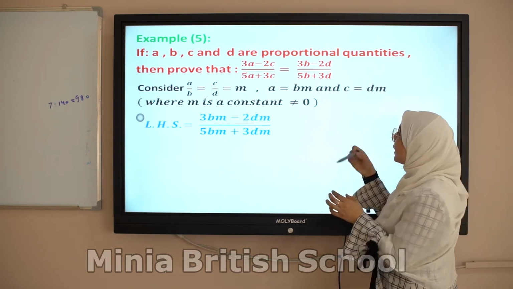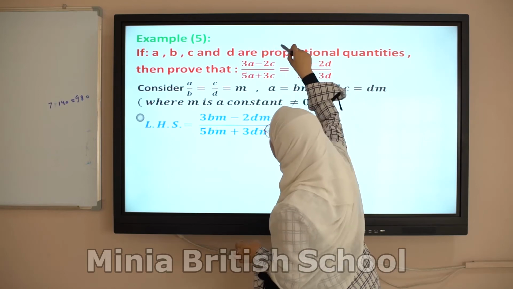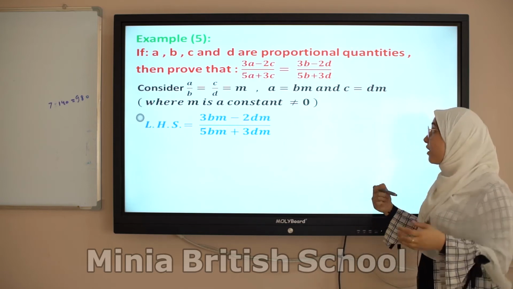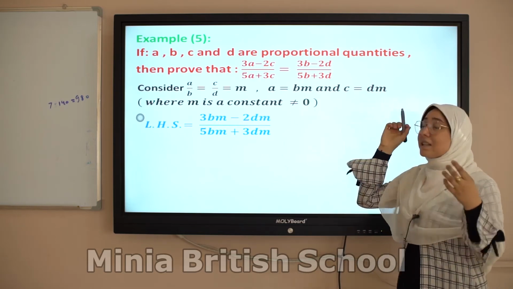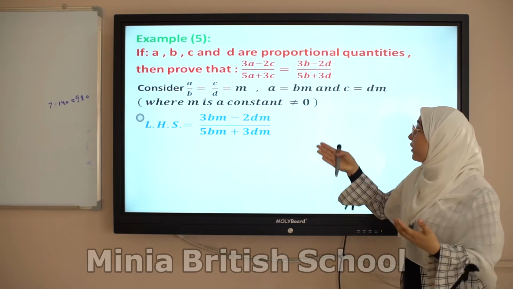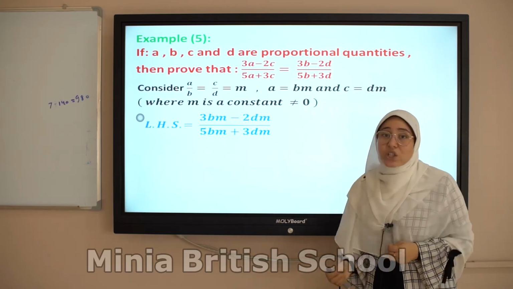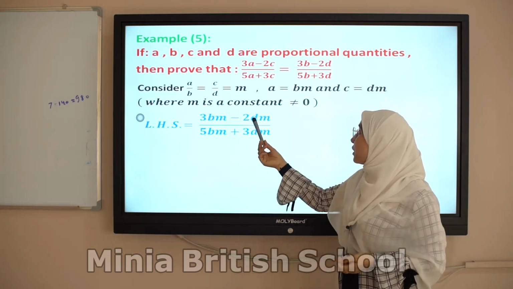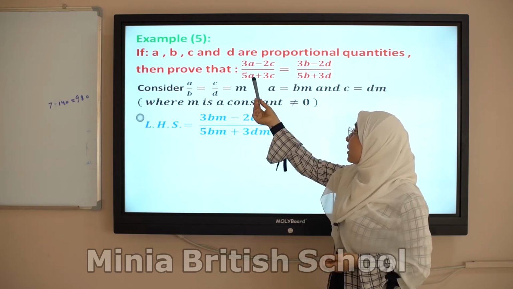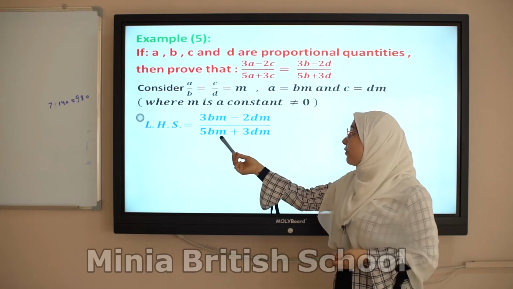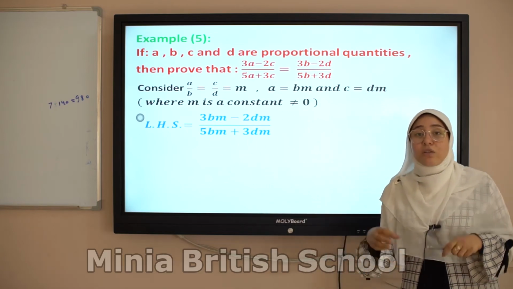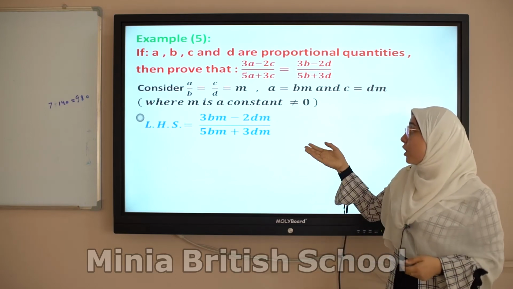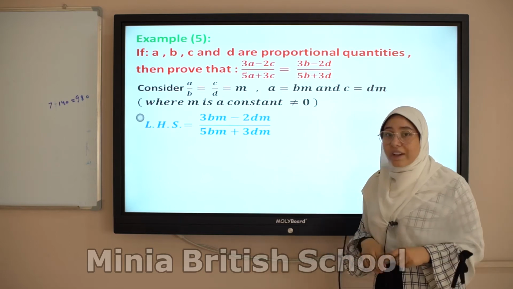Then, in the left hand side, you can substitute by the values of a and c. Substituting by the values of a and c, we get what? (3bm minus 2dm) over (5bm plus 3dm). You can take the highest common factor in the numerator and the denominator. We get here the highest common factor m.